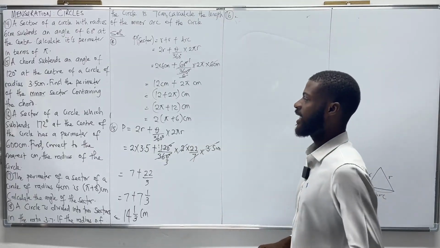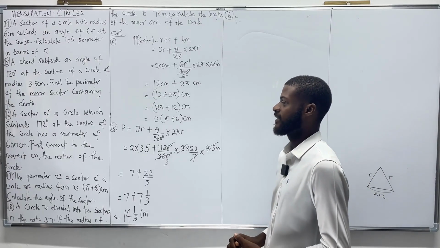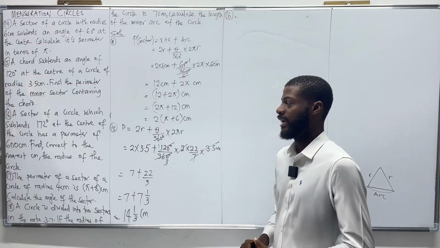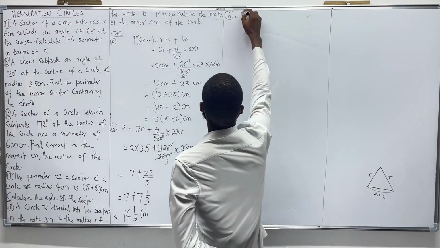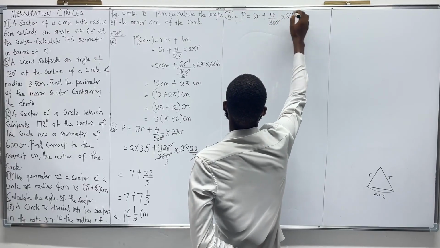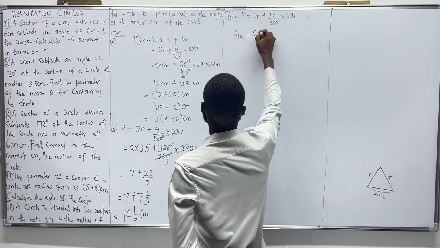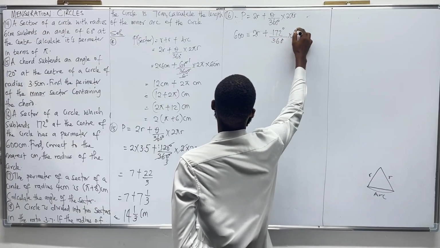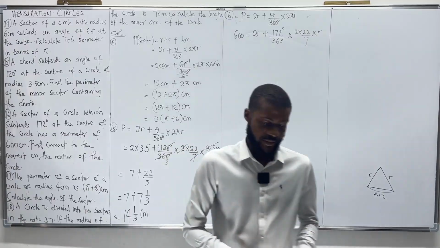So question 16: a sector of a circle which subtends 172 degrees at the center of the circle has a perimeter of 600 centimeters. Calculate to the nearest cm the radius of the circle. I kind of like this question. So we know perimeter is 2r plus theta over 360 degrees times 2 pi radius. Now the perimeter has been given to us as 600. So that's 600 equals 2 radius plus theta, 172 degrees, all over 360 degrees, times 2 times 22 over 7 times the radius. Hold on, I need a calculator for this.